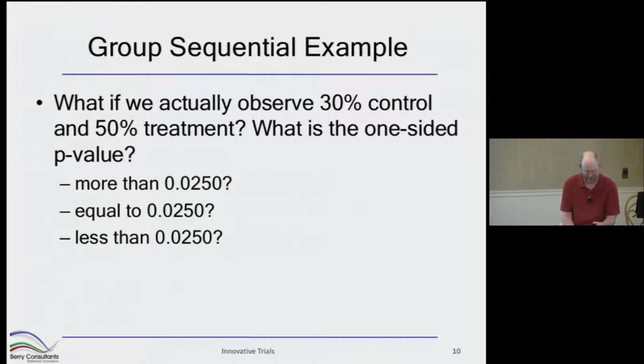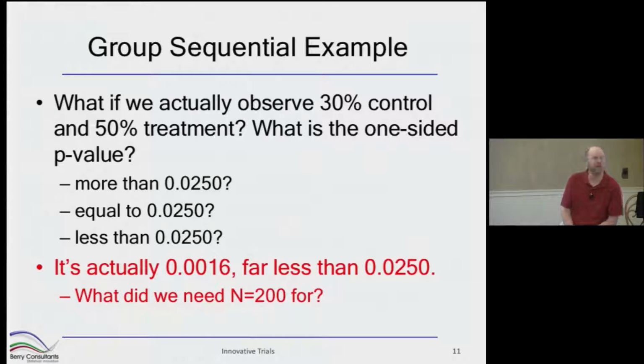Fair enough. All right, it's actually really small. It's about 0.0016, and that's for designing a trial at 80% power. If you design a trial at 90% power and you get the observed effect, the p-value is about 0.0006. So if you actually get what you expect might happen, you're far into the realm of significance. So why did we need 200? What were we really doing this for?